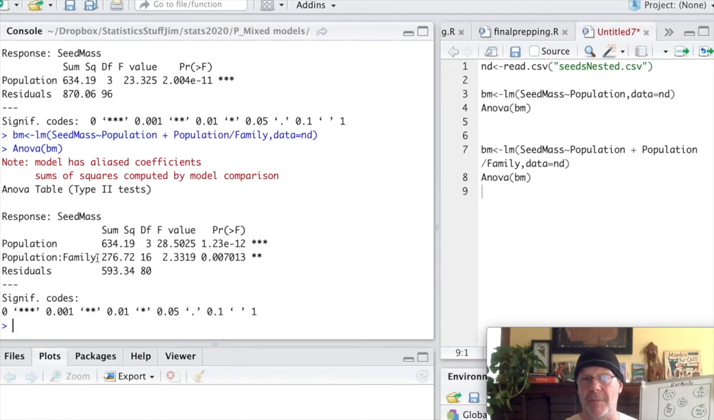It's not falling apart, but it's just letting you know that not every family was in every population. And that makes sense. Family A is only in Northville. Family B is only in Northville. It can't be in both places.